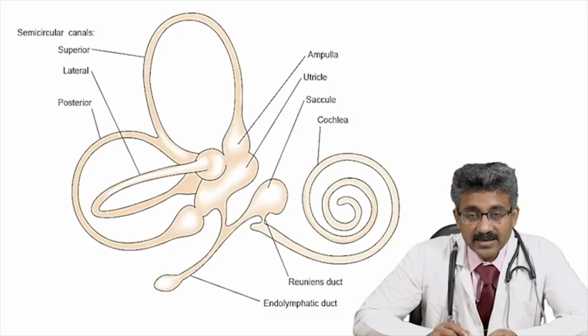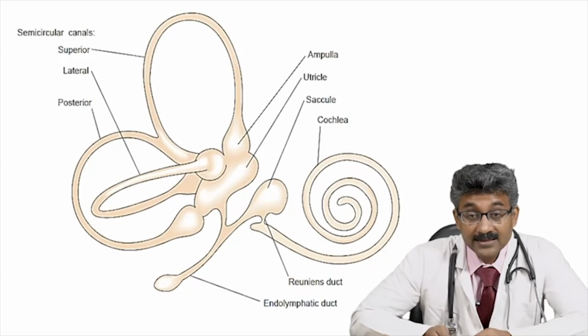So here you can see the ampulla, utricle and saccule, and here there are semicircular canals: superior, lateral and posterior. These semicircular canals deal with rotation, angular movements, whereas the utricle and saccule deal with linear movements. Okay, linear movements. And this is the cochlea.